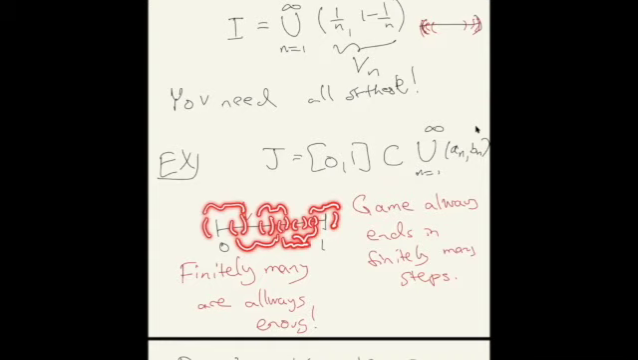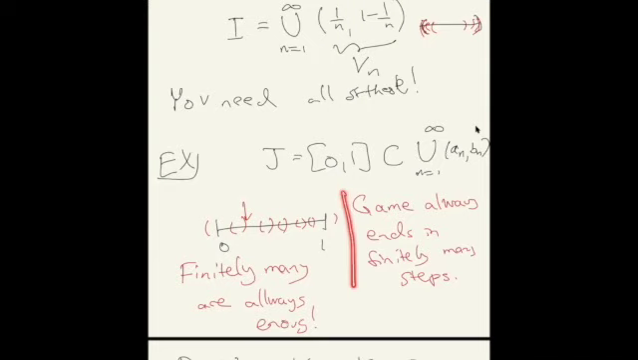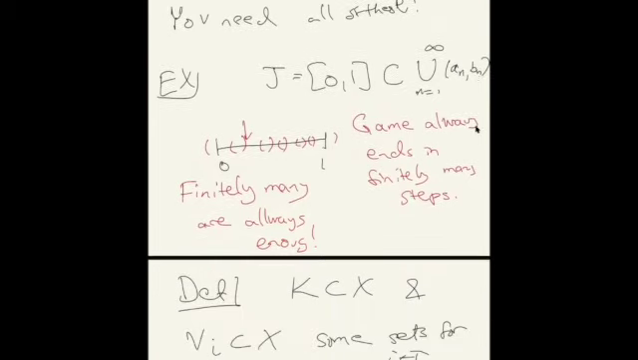In this case, there were roughly 6 of these intervals that cover the whole thing. So you never need infinitely many open intervals. And so one could say that the game always ends in finitely many steps, and finitely many of these are always enough. So let's be a bit more rigorous and define what I mean.